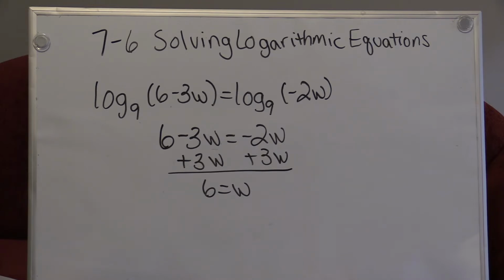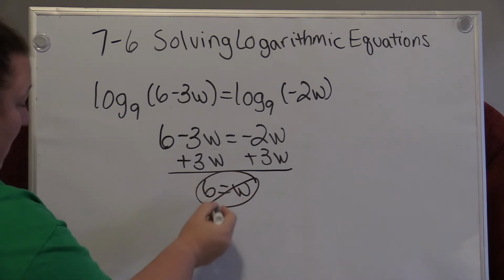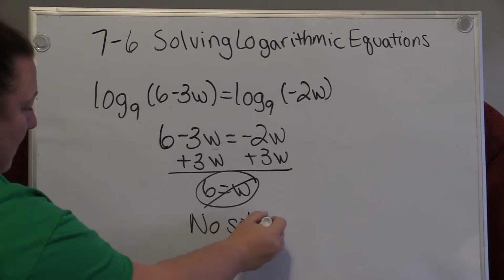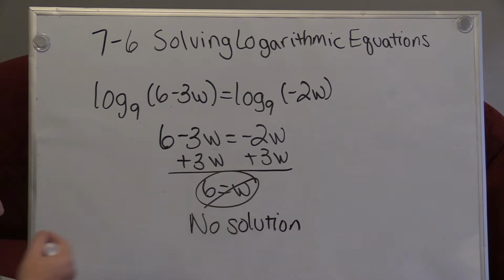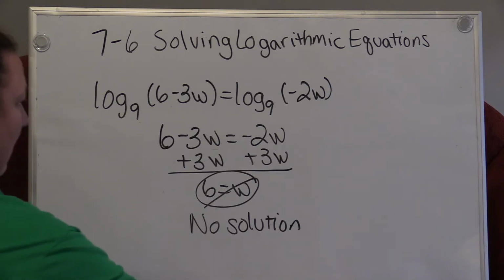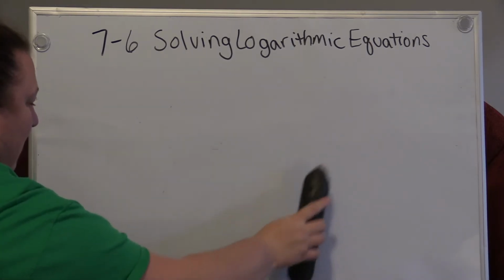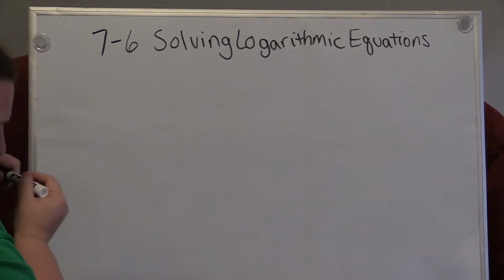And I cannot take the log of a negative, so this becomes no solution. So 6 becomes an extraneous root, which means it's a root that no longer makes sense in the context of the problem once we solve. Let's do 2 more of this type, and then we'll move on to our last part of the lesson.